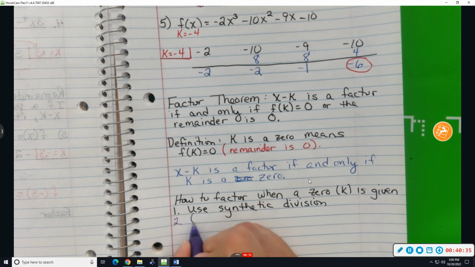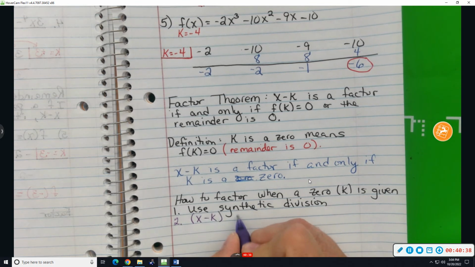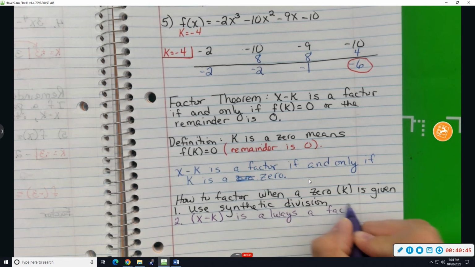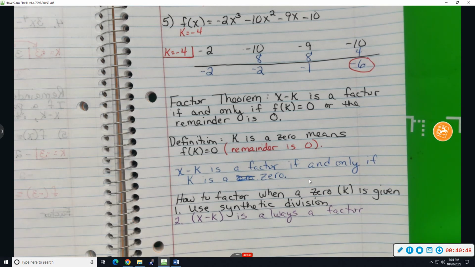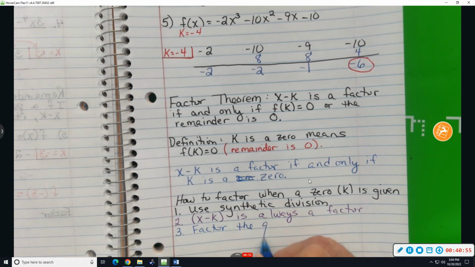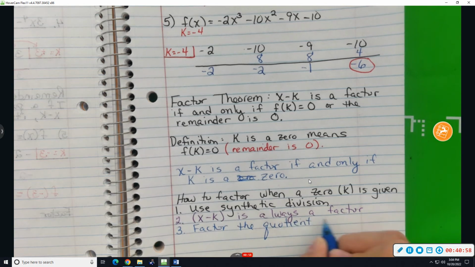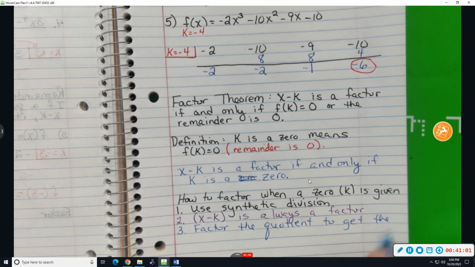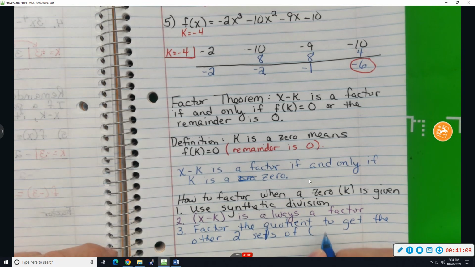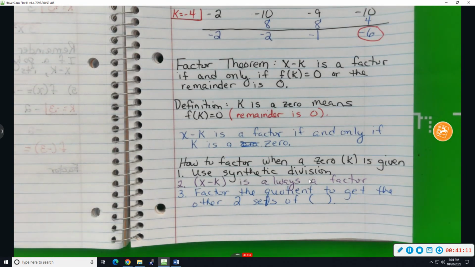Then x minus k is always a factor, and I'll show what I mean by that in a moment. And then step 3, factor the quotient to get the other two sets of parentheses. Sounding worse than it is, this is actually a very nice way to factor something that has an x cubed in it. That's the goal here.